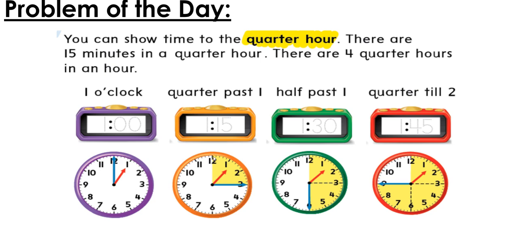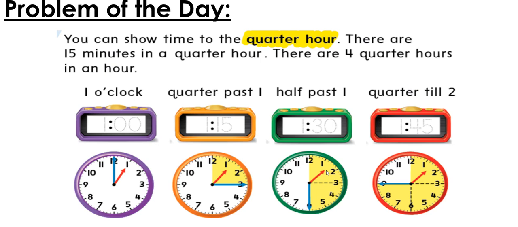Now, when the minute hand moves to 1:15, it's going to be on number 3. And notice the hour hand, it started to move. It is not on the 1 anymore. It had moved a little bit. Let's go for the next one.